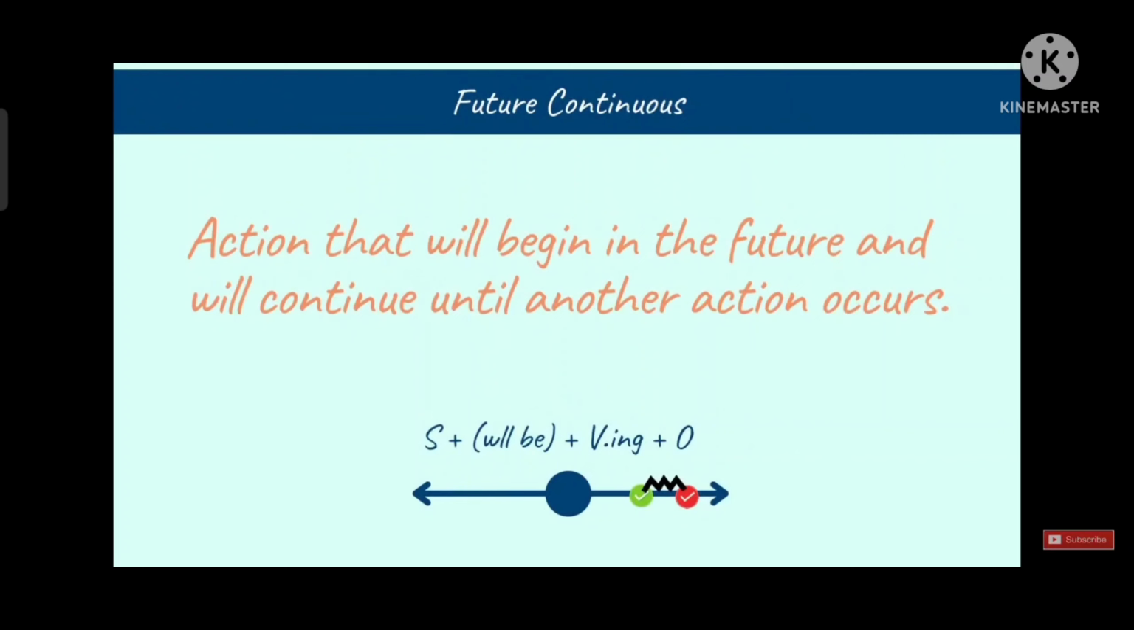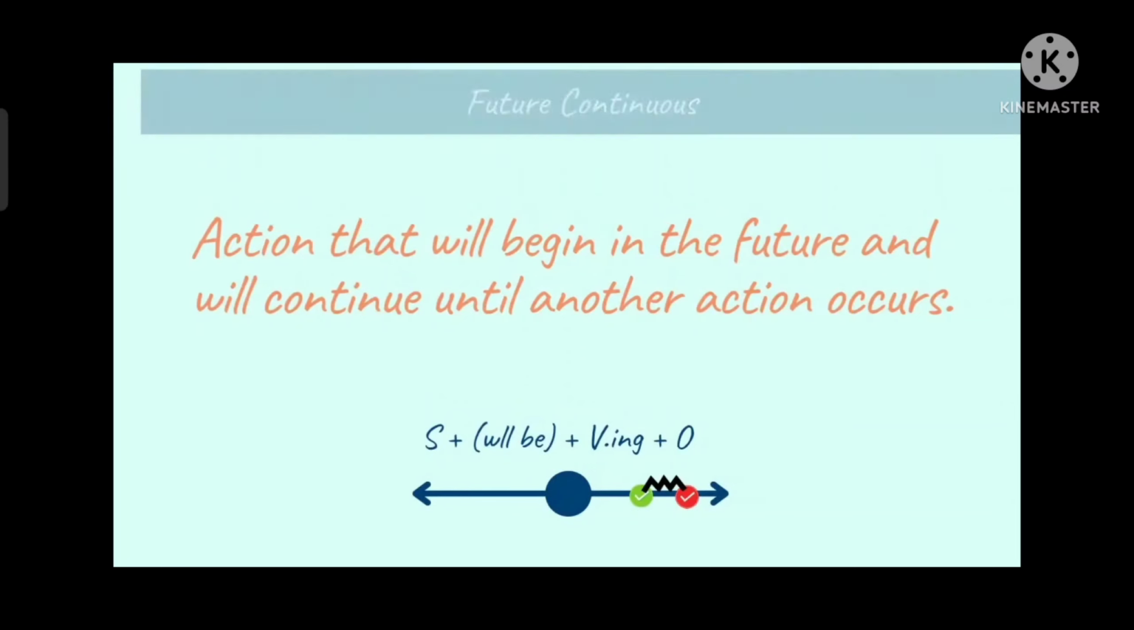If an action will begin in the future and will continue until another event happens, then it is included in future continuous tense. The structure is subject plus will be plus verb's ing form plus object. In the timeline, green tick shows an action. It will be ongoing, which is shown by swirly, until another action shown by the red tick occurs. Please note, another action is not necessarily mentioned in the sentence.